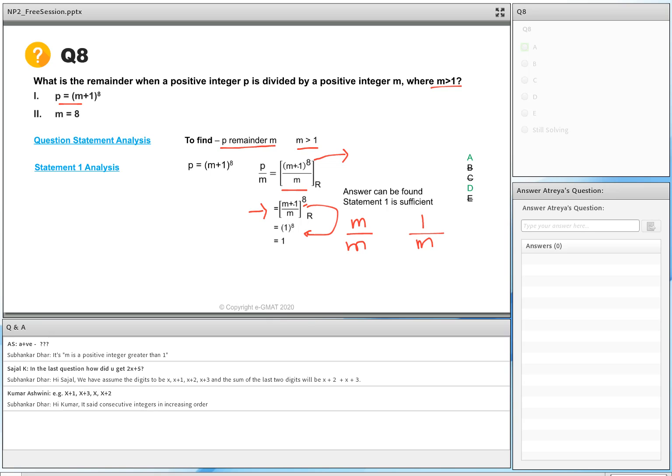And what is the value of 1 to the power 8? The value is equal to 1. So yes, I can reach the answer with this statement.